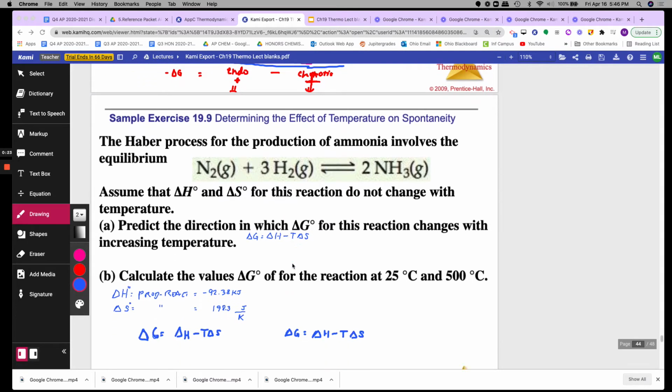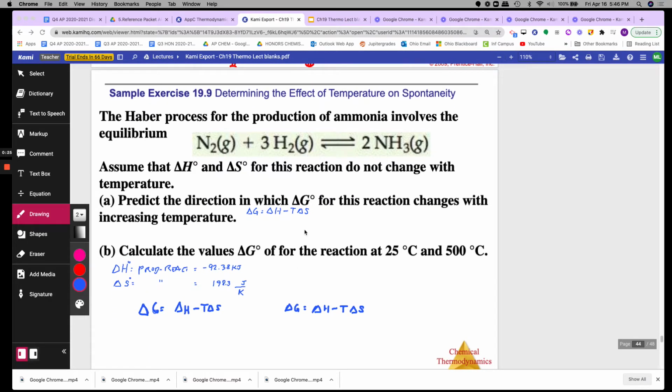Okay, so here's the problem. The Haber process is a reaction that makes ammonia. Okay, and here's the reaction. Assume that delta H for this reaction does not change with temperature. Predict the direction in which delta G for this reaction changes with increasing temperature. Okay, so let's look at this. They want to see how delta G changes.